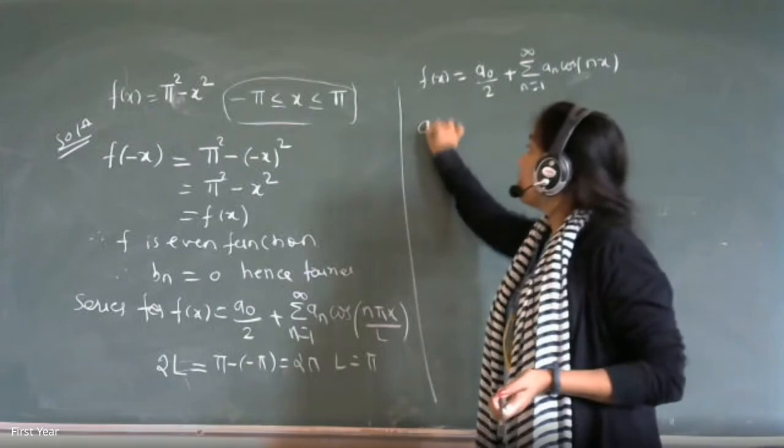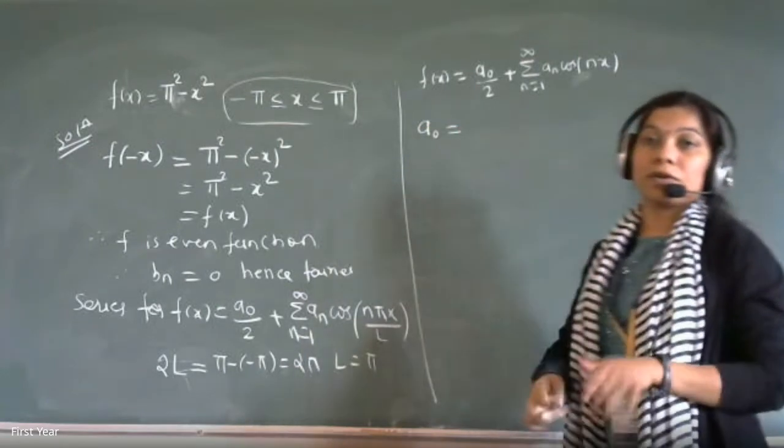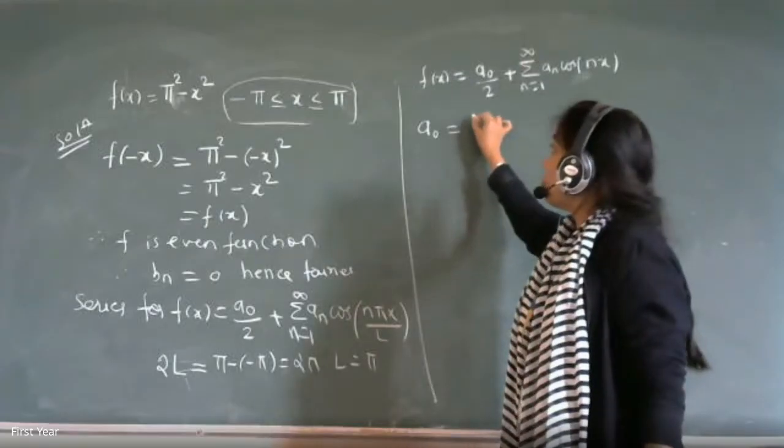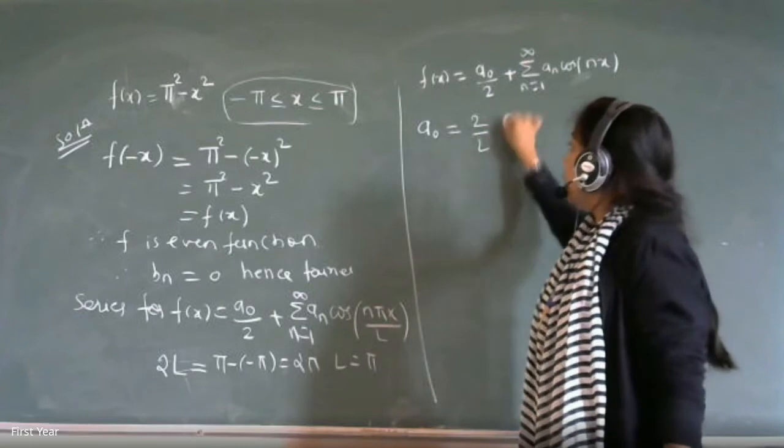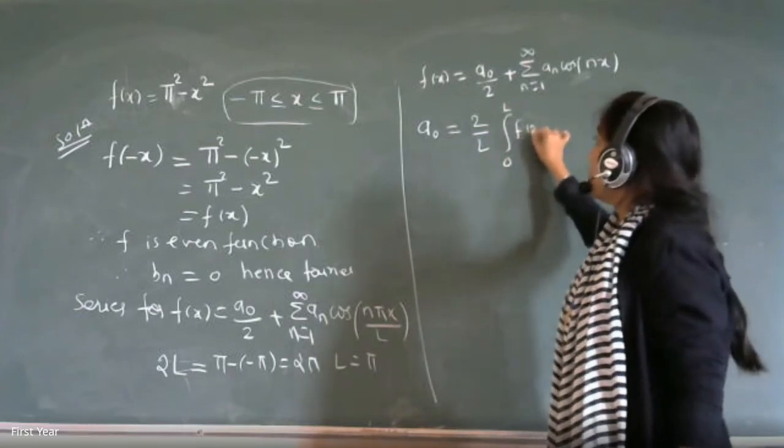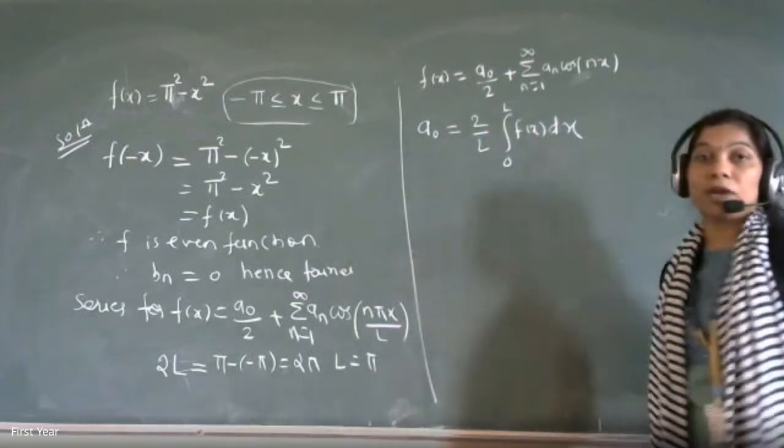Quickly, please. What is a naught? What's the value of a naught? A naught is 4 pi square by 3. Very good. That's nice. A naught is equal to, the formula is 2 by pi, integral 0 to L of f of x dx. That's the formula for a naught.